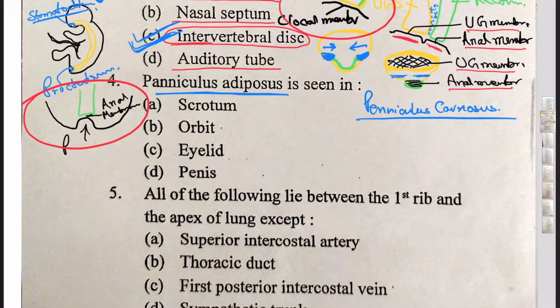Now, talking about panniculus adiposus, this is another term for the subcutaneous fat or adipose connective tissue surrounding the body and giving the body its shape. It's like packing the body from all sides. Then, what they have asked is where it is seen.